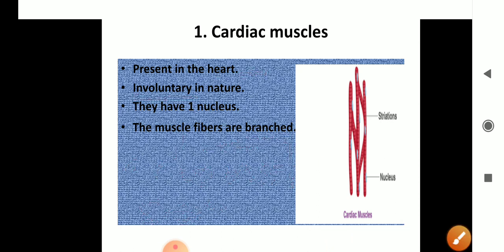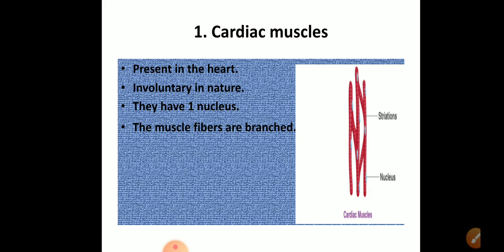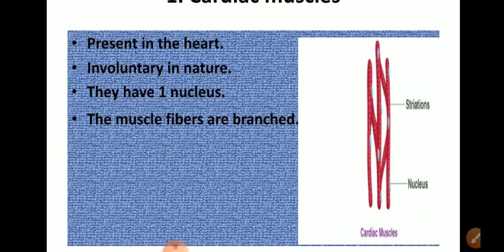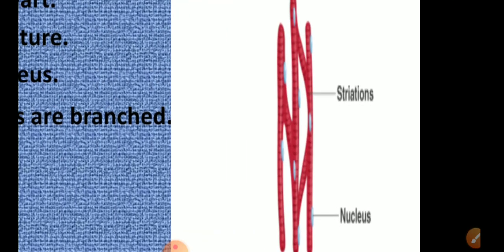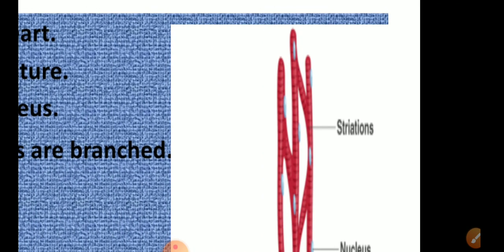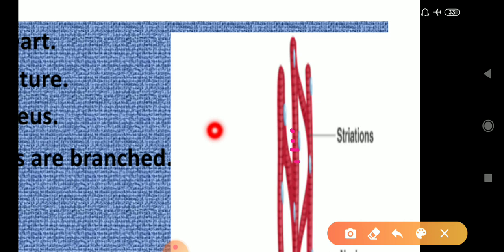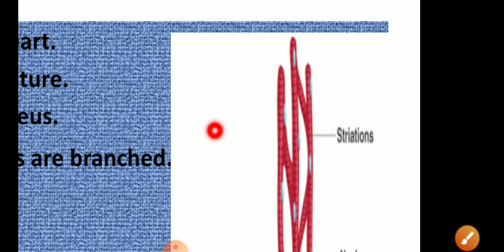Okay, the next is smooth muscle cell. These are also called unstriated muscle cells. Now see once more the cardiac muscle. See this diagram. In the cardiac muscle, you can see striation is there. It means bands are there, light and dark bands. You can see these. This type of bands is called striation.